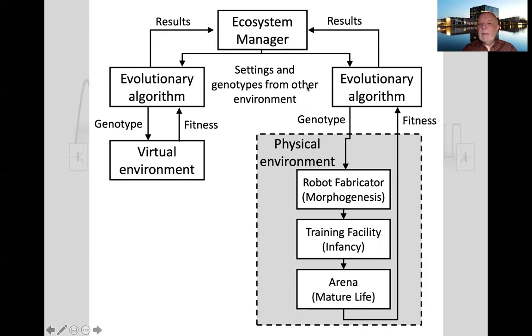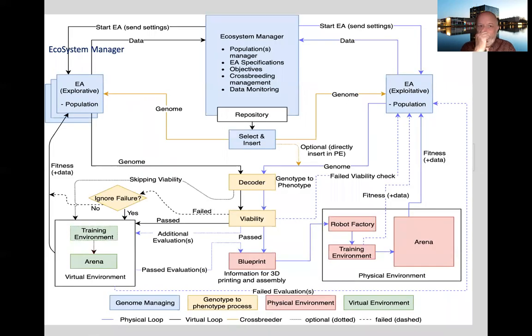On the right-hand side, we've got an evolutionary algorithm, which may or may not be exactly the same as the one for the virtual environment, which then produces a genotype. But now this actually goes to the robot fabricator to build, to 3D print and construct the robot. And then it goes into a real environment for training and hopefully into the final arena for doing some real tasks. And again, the fitness is passed back. So you can see the two branches are similar. The physical environment part here is slightly more complex than the virtual environment. So let's look at this in more detail.